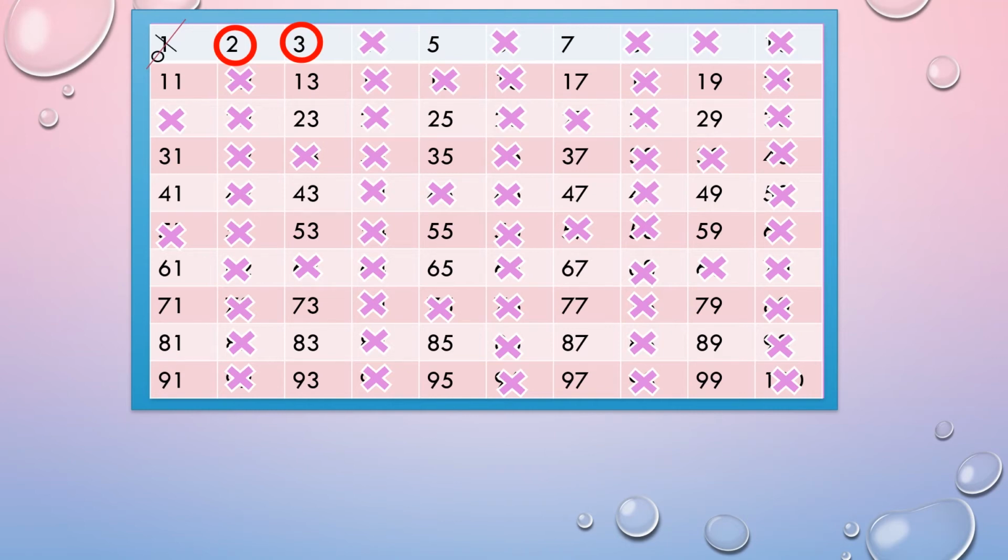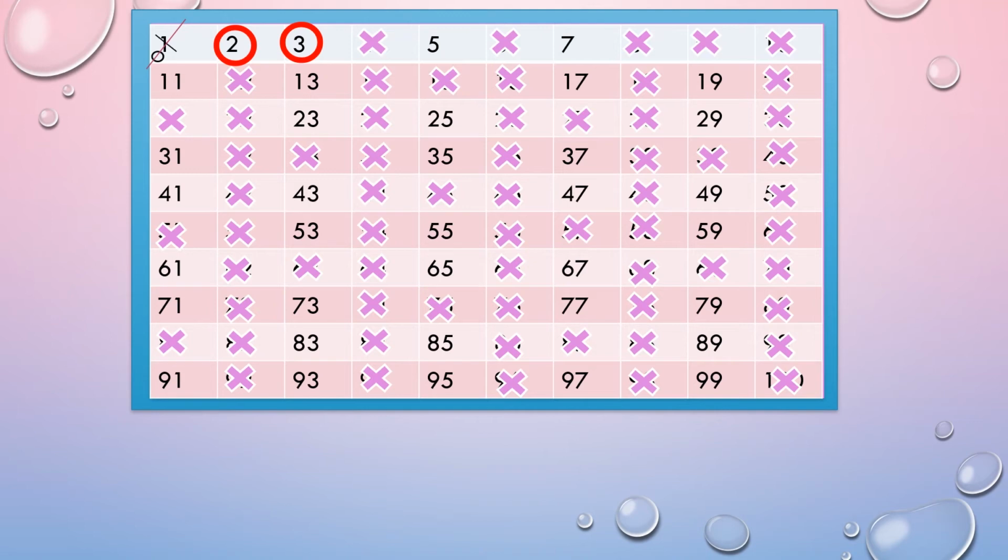Next row, 81. 8 plus 1 is 9. Yes, 9 is in the tables of 3. So cross out 81. Next number is 83. 8 plus 3 is 11. Not in the tables of 3. Next number is 85. 8 plus 5 is 13. Not in the tables of 3. Next number 87. 8 plus 7 is 15. And 15 is there in the tables of 3. So cross out 87. The next number in that row is 89. 8 plus 9 is 17. Not in the tables of 3.